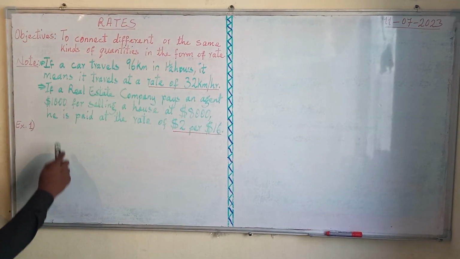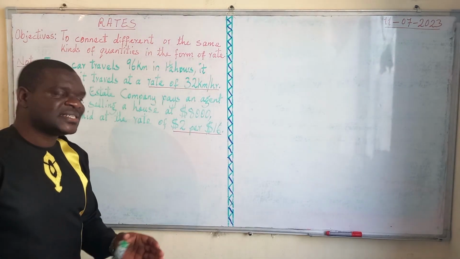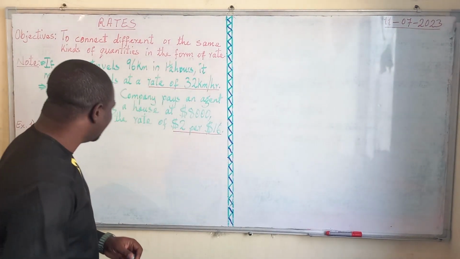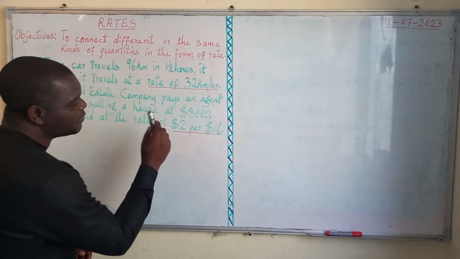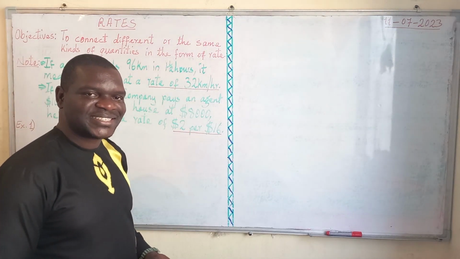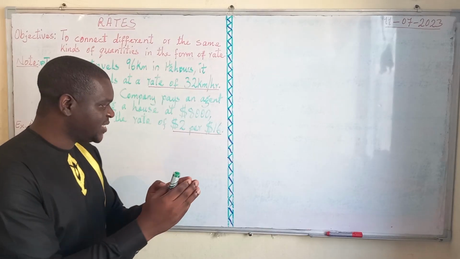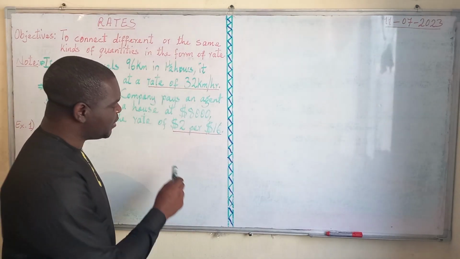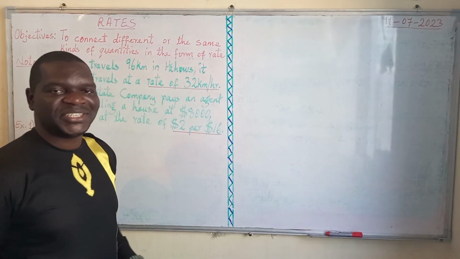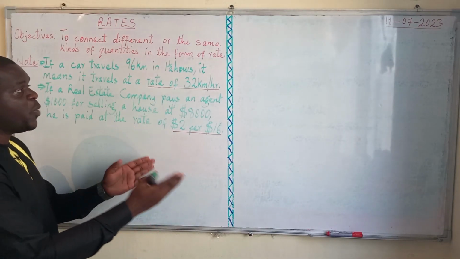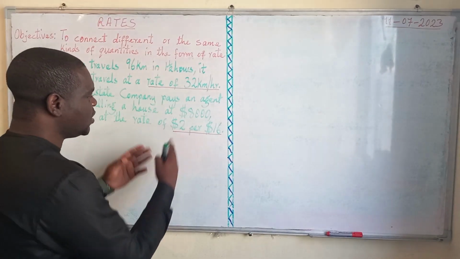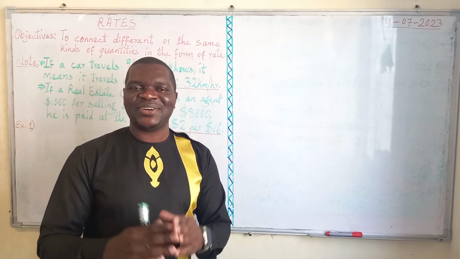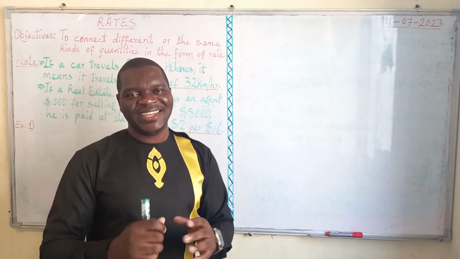The second example is, if a real estate company pays an agent $1,000 for selling a house at $8,000, he is paid at a rate of $2 per $16. Here we have the same quantities but connected in rates as dollars per dollars. You see, he is being paid at a rate of $2 per $16. So this is what we are talking about, where different quantities are connected or the same quantities are connected in rates. Now let's solve some examples together to better understand how to solve problems in rates.